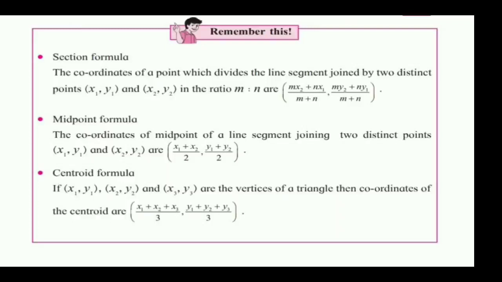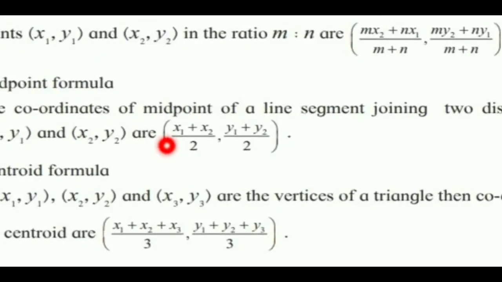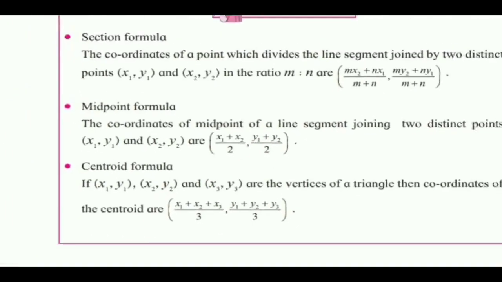Now we will learn the midpoint formula. The coordinates of the midpoint of a line segment joining two distinct points (x1, y1) and (x2, y2) are (x1 plus x2) upon 2, (y1 plus y2) upon 2. This is the midpoint formula.